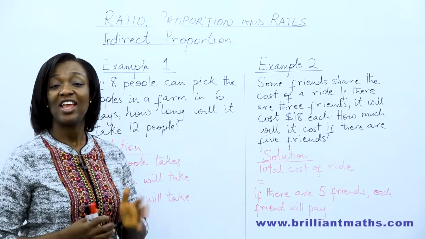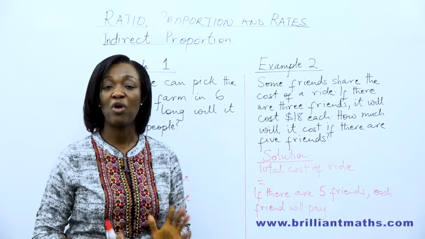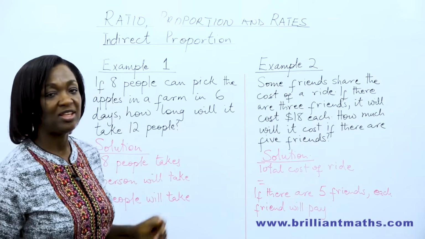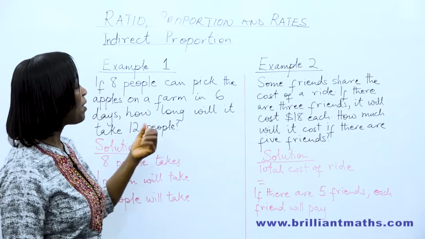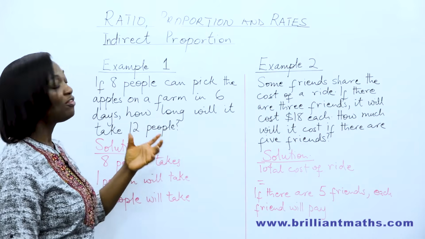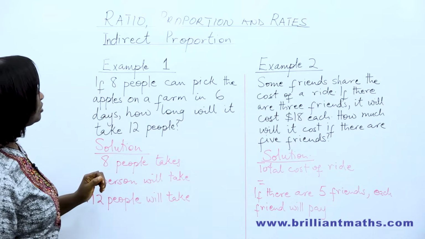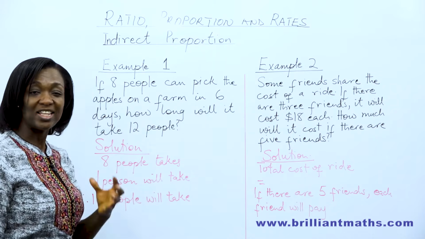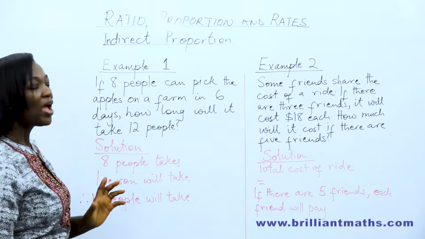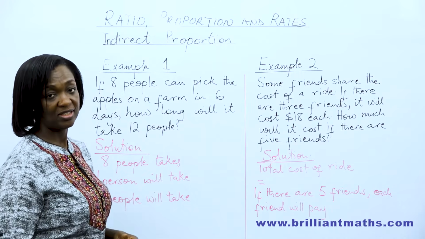Here, we want to look at indirect proportion. When do you have indirect proportion? It's in a situation where one quantity is increasing and the other is decreasing. Let's look at these examples. If 8 people can pick the apples on a farm in 6 days, how long will it take 12 people? So 8 people, 6 days. So it takes 8 people 6 days to pick up the apples on the farm. So if you had only 1 person, how long will it take? Will it take more or less?